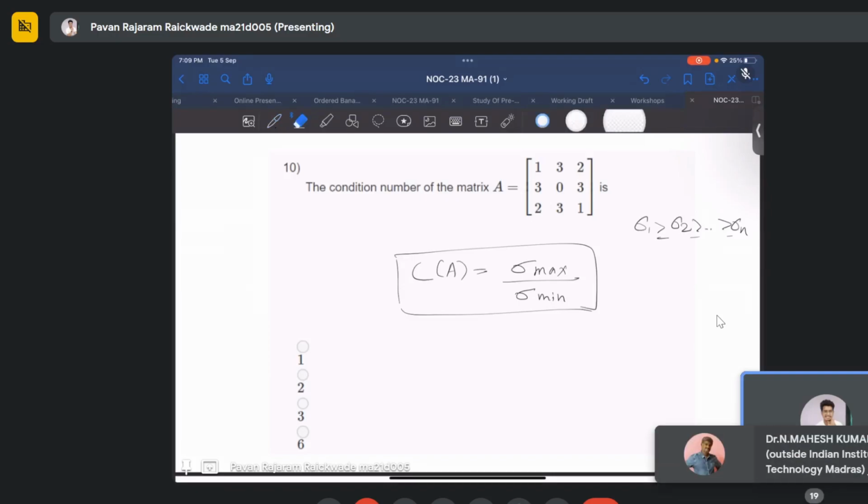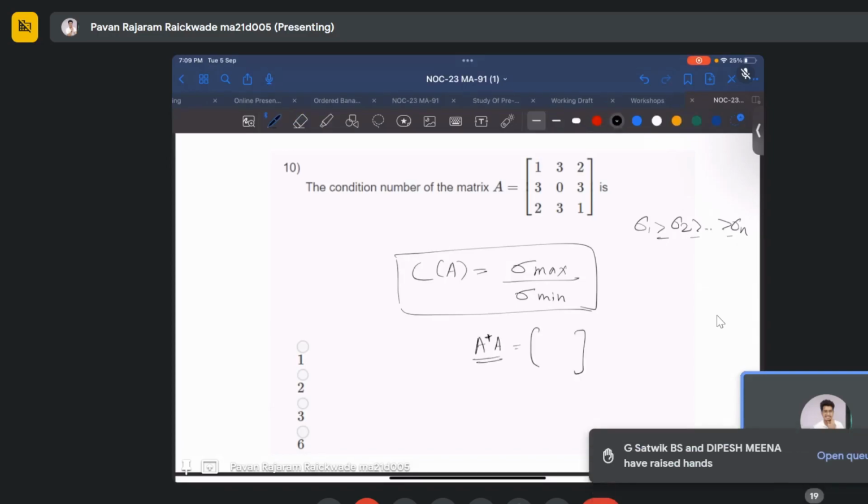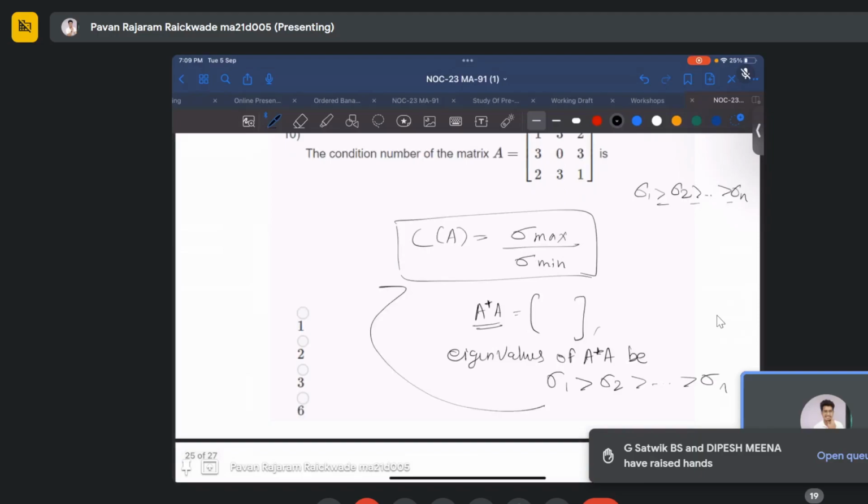Then the answer will be: find A star A, the matrix whatever it is, and find its eigenvalues. Eigenvalues of A star A. I'll write in this format now in the decreasing order: sigma 1, sigma 2, and so on, sigma n, and then the condition number is this, which will be simply sigma 1 by sigma n. That's the number.